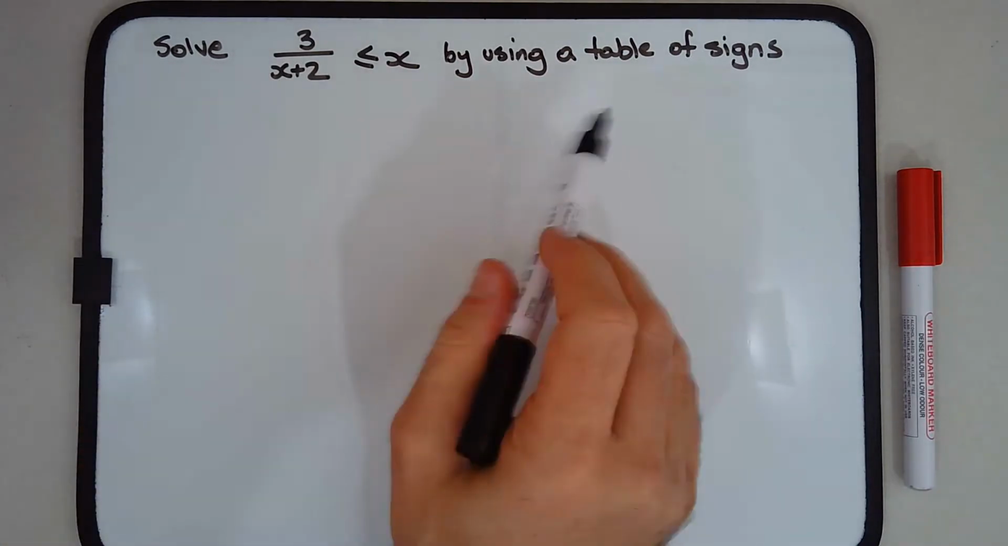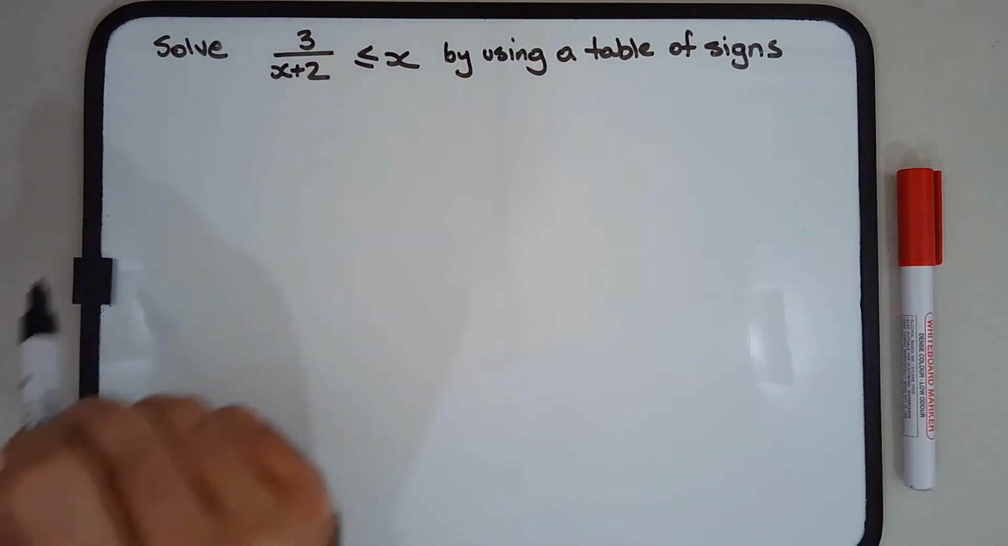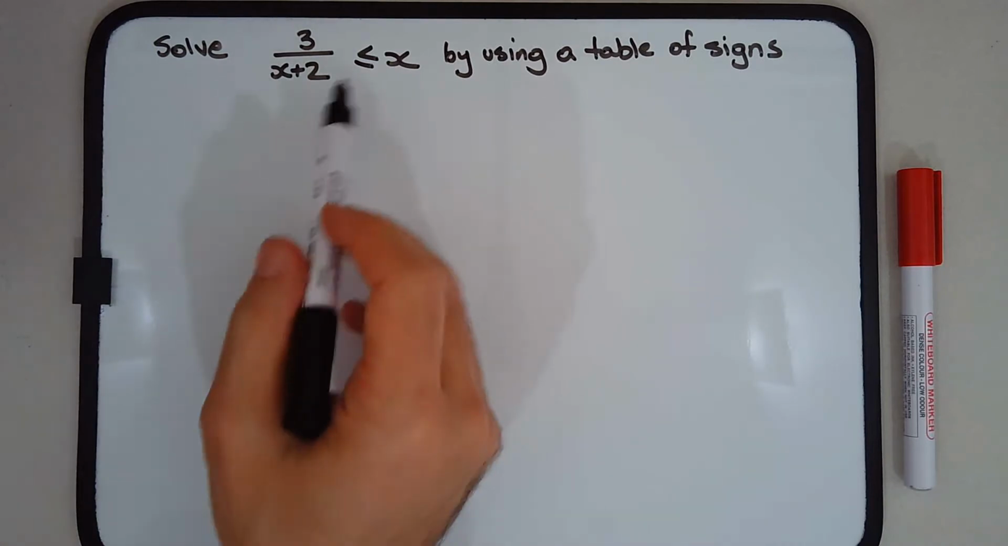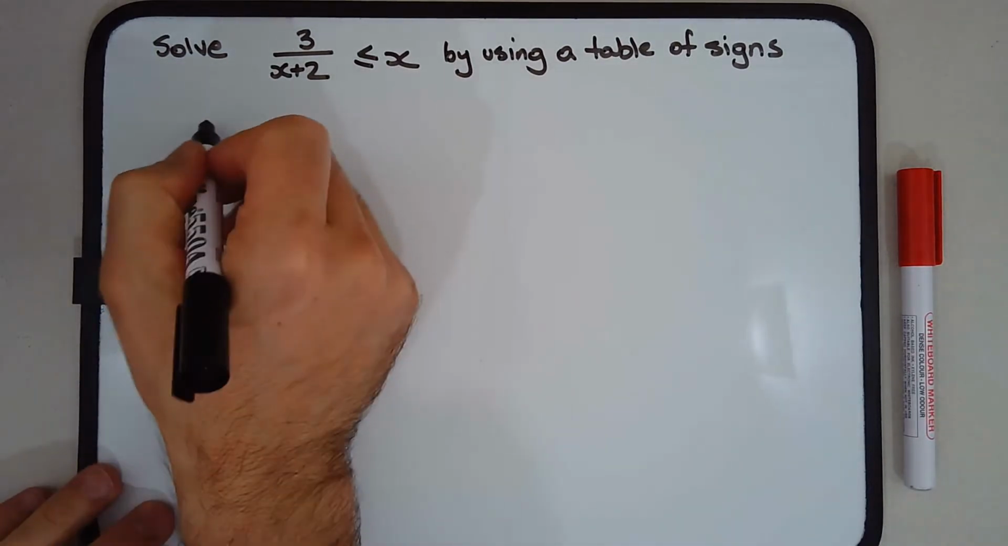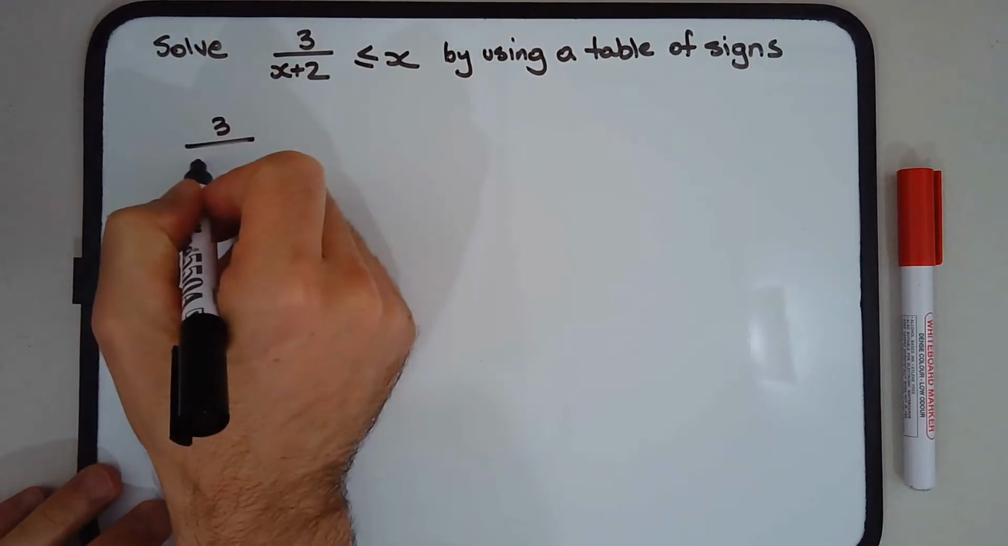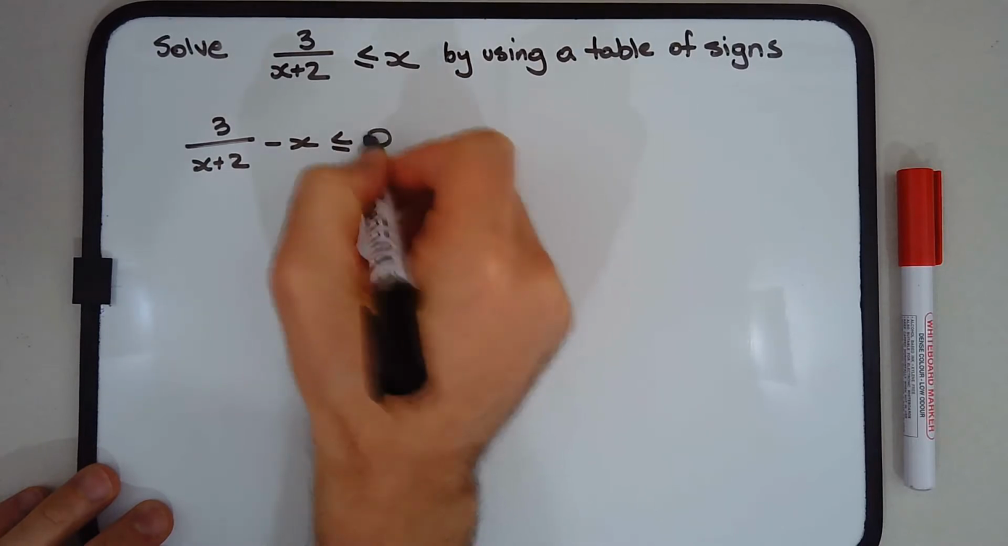Now, before I use a table of signs, the first thing we need to do is to basically move everything over to one side. Move the x over to the left-hand side. And then we have a 0 on the right-hand side. So let's do that first. So 3 over x plus 2 minus x less than or equal to 0.